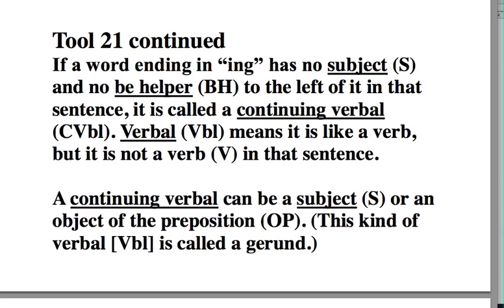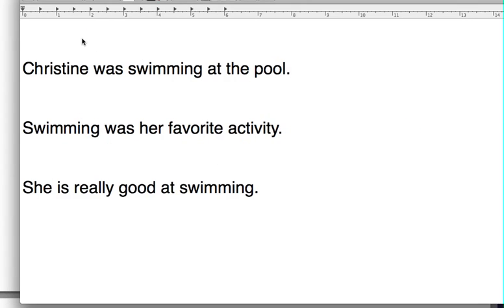Ready? Great. So we know that in this first sentence, Christine was swimming at the pool. The subject, who or what, is Christine. What was she doing? She was swimming. So was is our be helper. Swimming is our continuing verb, continuing because it's something that she's doing over a period of time, and it ends in ing. And we also see at the pool is our prepositional phrase.